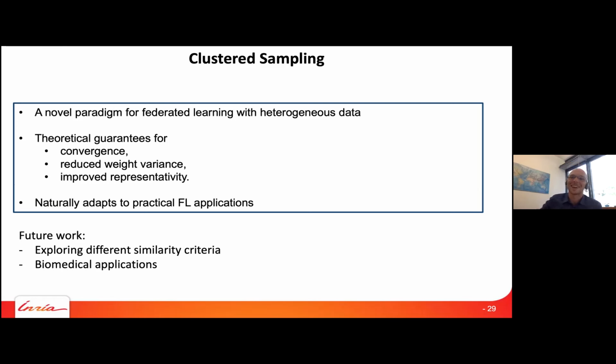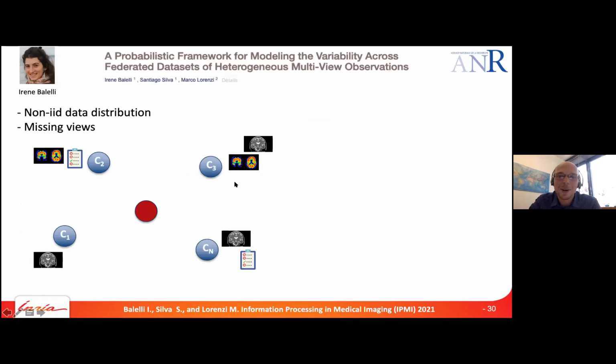Okay, I can. The next part maybe is closer to topics that we address in medical imaging. It will be something we will present at IPMI this year, and it's this idea again of heterogeneity, but from a different point of view. We can have different centers.